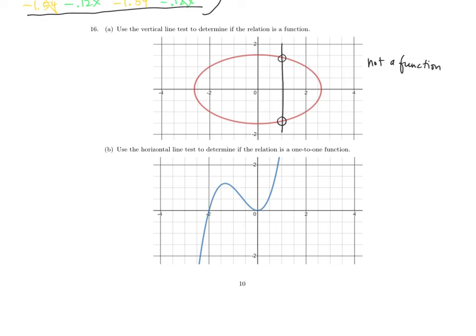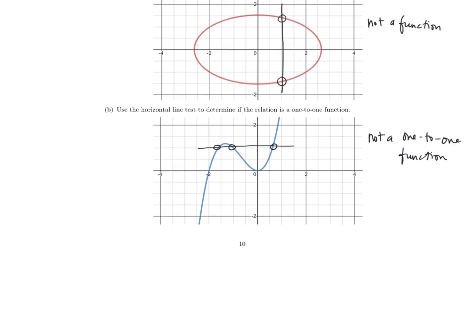The horizontal line test is used to determine if a function is one-to-one. So this one, if I use a horizontal line test, I can see that it passes through more than once. So this is not a one-to-one function. Okay, so it's that easy. Vertical line test shows it's not a function for part A, and then part B, the horizontal line test, it passes through more than once, so that shows it's not one-to-one.